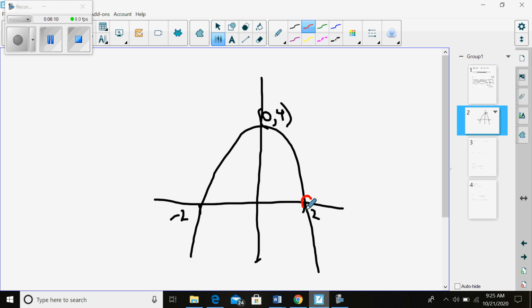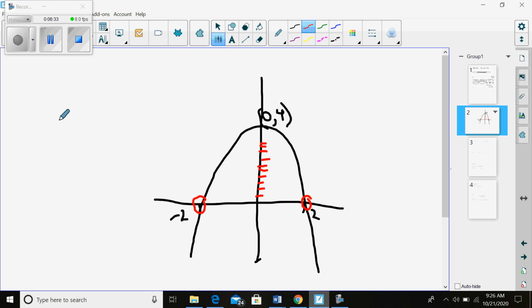This function is 0 right here at positive 2 and negative 2. Remember, where is this function positive? Where is this function greater than 0? Remember, y values. If I say where is the function, then I'm talking about the values of y, right? Functional values are y values. So this function is positive from negative 2 to 2.